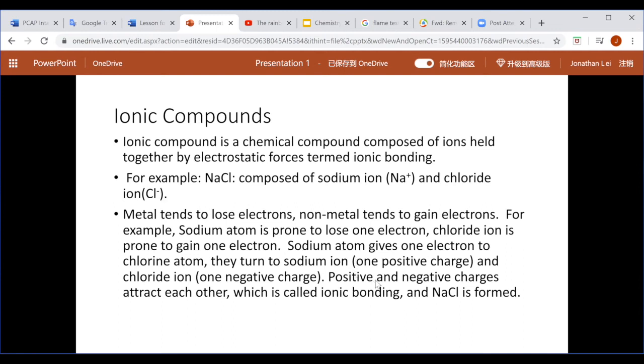And a positive charge and negative charge attract each other, which is called ionic bonding. And sodium chloride is formed. Does anyone have questions here?